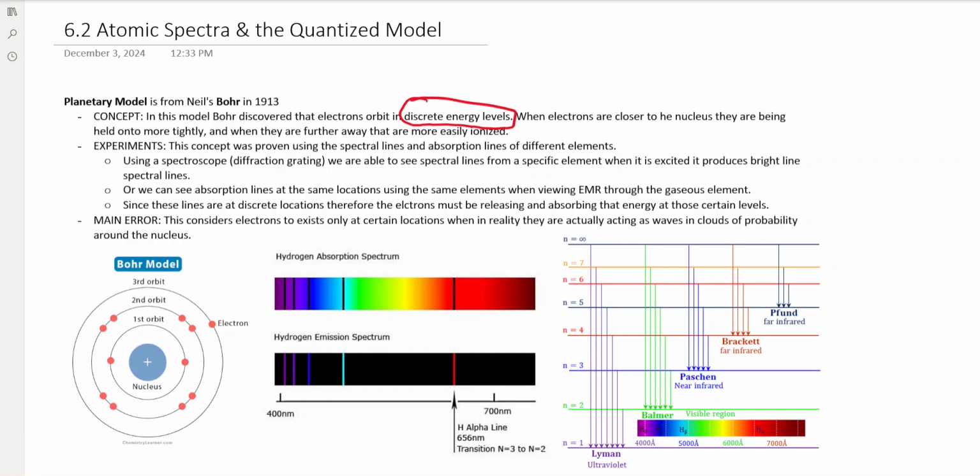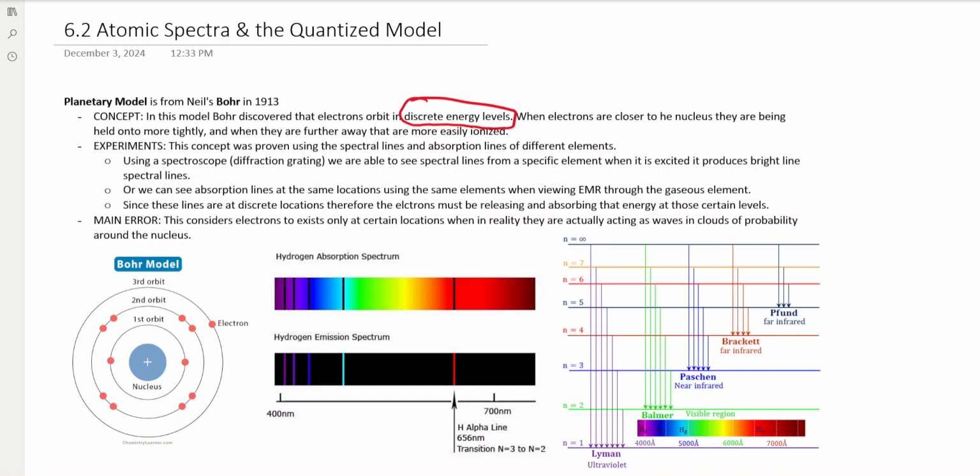They are not just nebulous. They're pretty much exactly at certain energy levels, and those energy levels are very important. The closer an electron is to a nucleus, the more tightly it's being held by that nucleus, because the protons inside use their electrostatic forces to pull the electrons in. The further away the electrons are, the more easily we can ionize them.